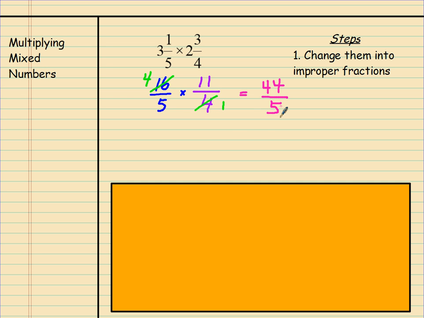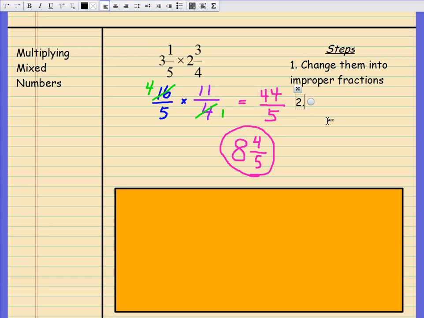This is an improper fraction. Let's change that into a mixed number. 5 goes into 44 8 times. So it's 8 wholes. Remainder 4. And we keep the denominator. That's it. So step 2 would be just to simplify if you can. And then step 3, multiply as usual.